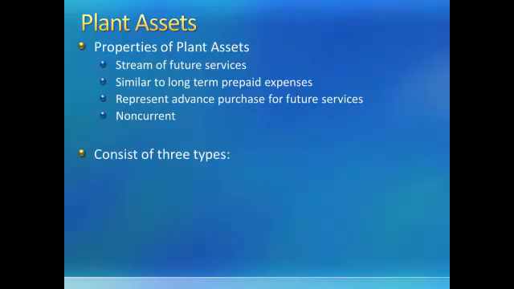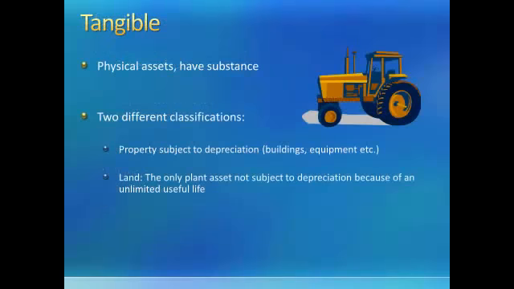There are three different types of plant assets that we'll discuss. They are tangible, intangible, and natural resources. We'll start with tangible. Tangible plant assets are those that have physical substance. They include property, plant, equipment, buildings, etc.